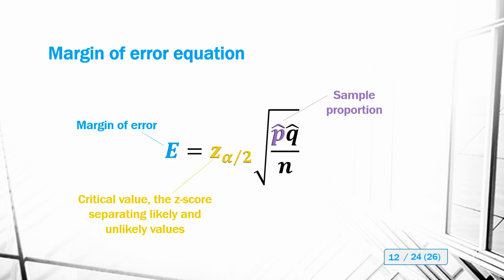Next up, we have p hat. P hat is our sample proportion. Q hat, right next to it, is the complement of the sample proportion. So typically, in a problem statement, we'll readily identify p hat, and then we'll just subtract that from 1, and that gives us q hat. Q hat is the complement of the sample proportion. Then finally, n, on the bottom of our fraction, is the sample size.